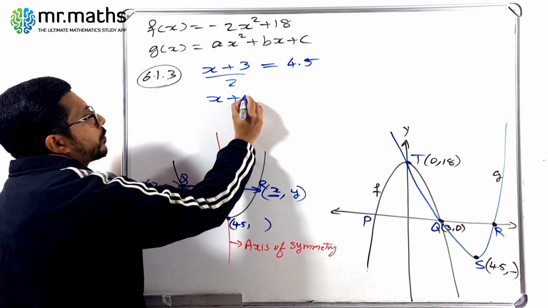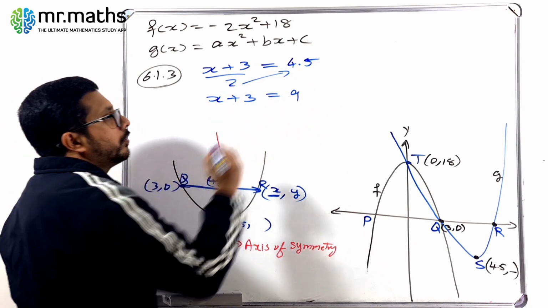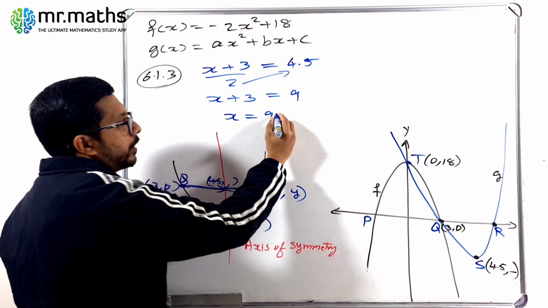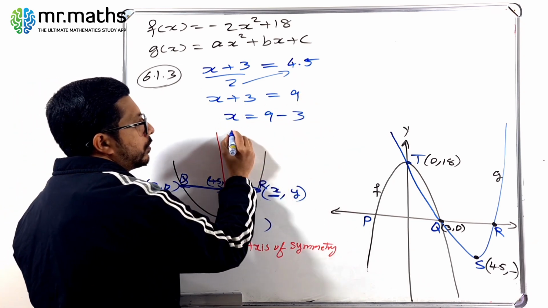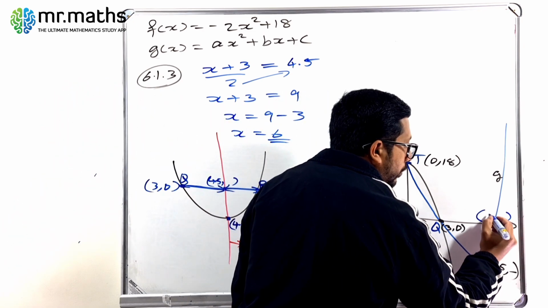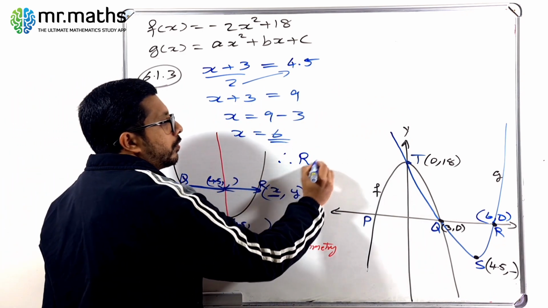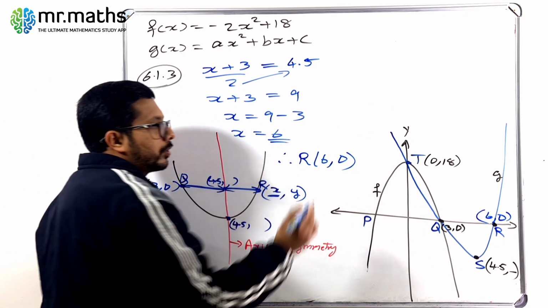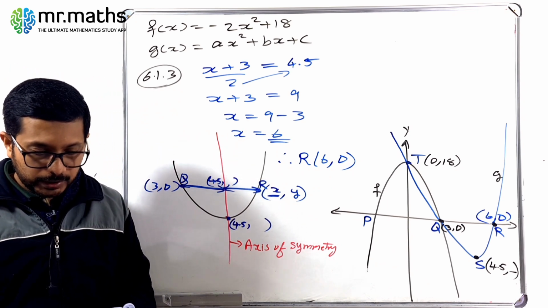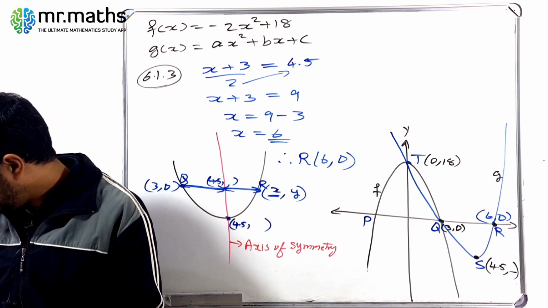So from there, what is x plus 3? You cross multiply this one. 2 times 4.5, check in your calculator, it is 9. So x plus 3 is 9. Take this 3 to the other side, so it is minus 3. So x is equal to 6. So that is the x-intercept. What is the y value? The y value is 0. Therefore the coordinates of R is 6 comma 0. Okay, so that is question number 6.1.3. Now let's go to question number 6.1.4.